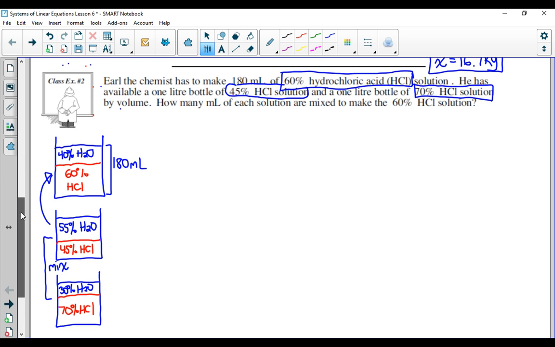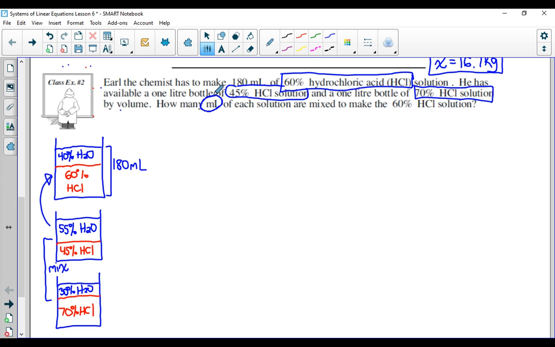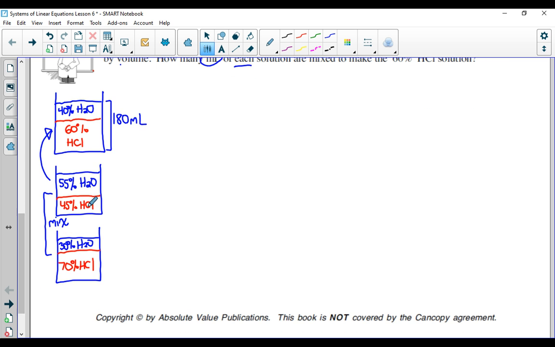Now, what the problem wants is it says how many milliliters of each solution are mixed to give you 60% hydrochloric acid. So the two things I'm trying to figure out here is how much solution, what's the volume of solution we would have in this beaker. So we'll call that X. And we also want to know how much solution of this 70% hydrochloric acid do we have. So we want to mix X and Y together to get 180 milliliters.